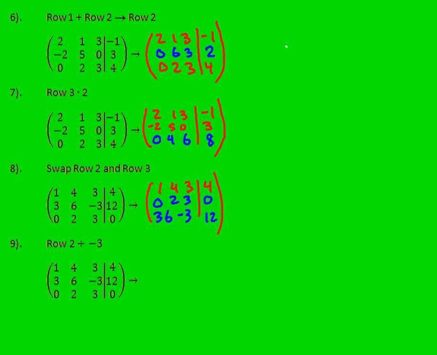And the last one here, they want to take row 2 and divide it by -3. So the top row and the bottom row still haven't changed. So I put those in first so I don't forget about them. And then all I do is take the middle row and divide it by -3. So I'll have -1, -2, +1, and -4 for those entries.